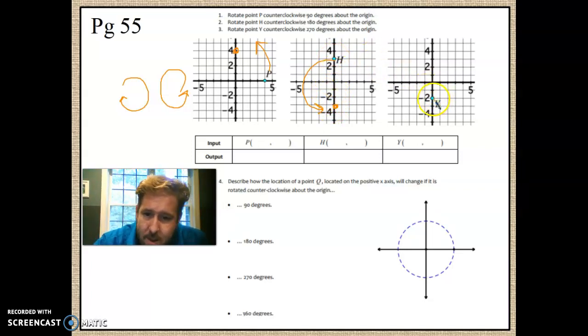For 270 degrees counterclockwise, that would be 90, then 180, then 270, and it will end up right there. 270 just means you've gone around 3 of the 4 quadrants. And obviously 360 degrees will be all the way around. The only 3 measures we'll be doing in these videos are 90, 180, and 270.